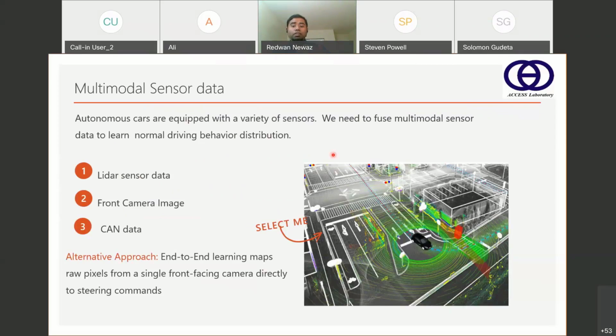For an autonomous car, it is essential to have a clear view and understanding of its surroundings to be able to navigate safely. To generate this view out of many sensors, we are interested in using the LiDAR sensor, front camera, and CAN data. Each sensor has its own pros and cons.